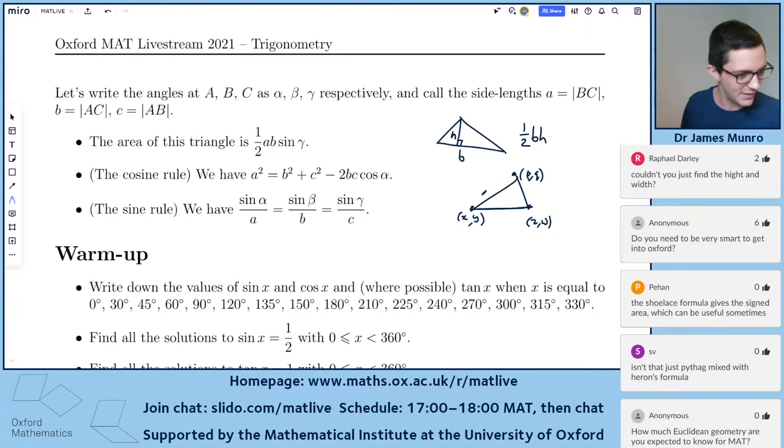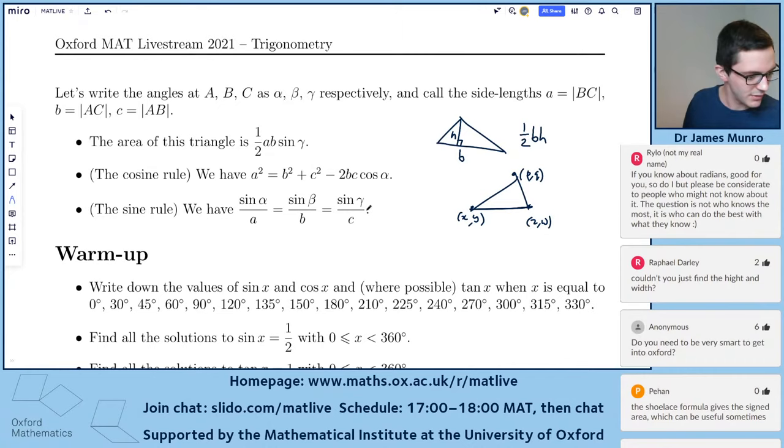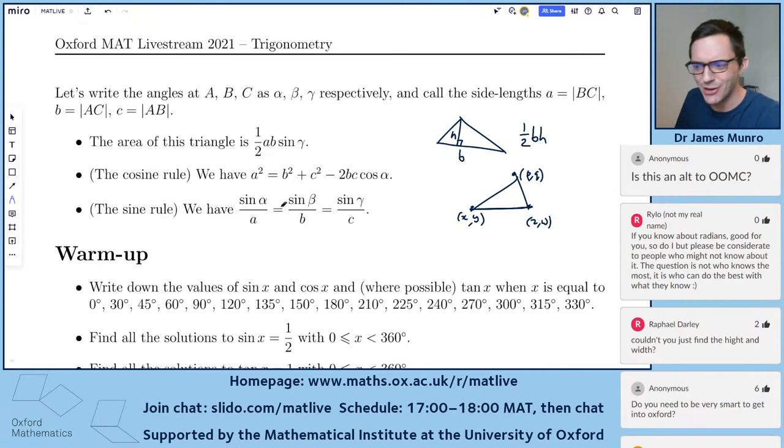Rilo's got a... okay. Good. Is this just OOMC, but with a different colour scheme? What's going on? Can't get away with it, surely.